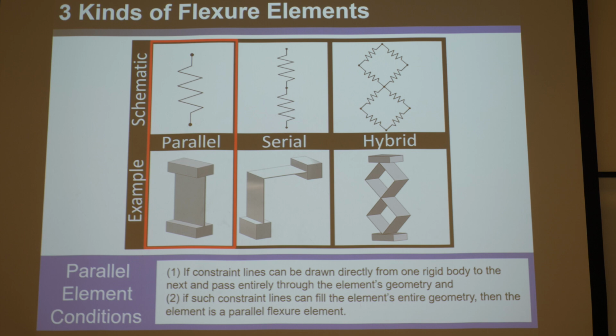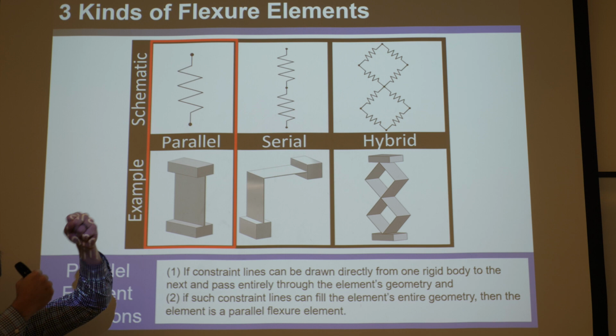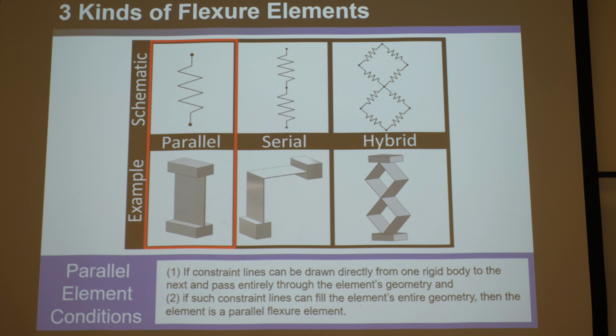Well, an element is parallel if it satisfies these two conditions. Let me read them to you. If constraint lines can be drawn, and constraint lines are the blue lines, right? If constraint lines can be drawn directly from one rigid body to the next, say you've got an element connecting two rigid bodies. Elements always connect two rigid bodies together. That's what a joint is. These are flexible joints, and they join two rigid bodies. That's what springs do. They have two ends, and you join the two together.